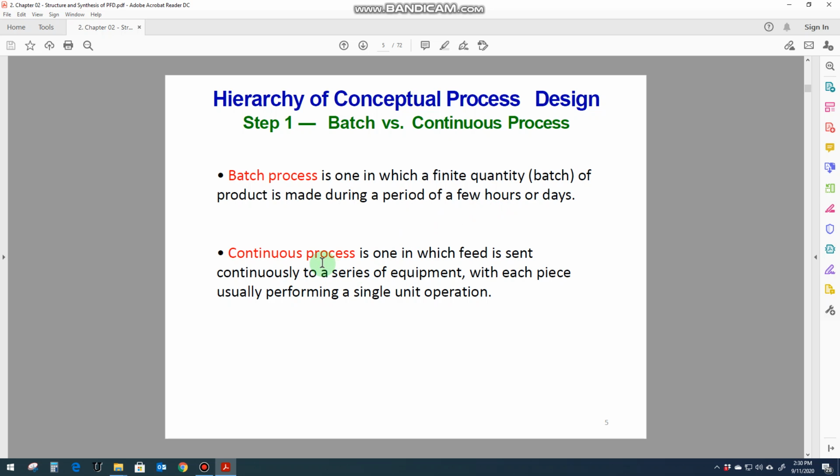But the continuous process is one in which feed is sent continuously to a series of equipment, with each piece usually performing a single unit operation. So in the continuous process, there is a continuous feed to the system that can have the mixer, then the reactor, then the separator, and then purification also. Okay, so in one case you have the continuous flow of the feed into the system, and we have the continuous product from the system. However, in the batch process, we just put the feed once into the system. We wait a few hours or days, and then we get the product.